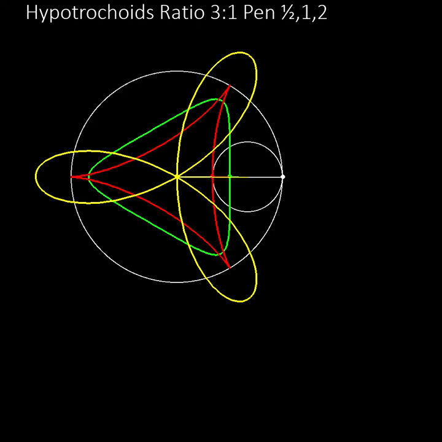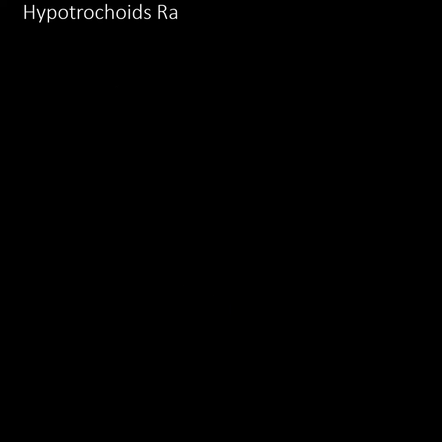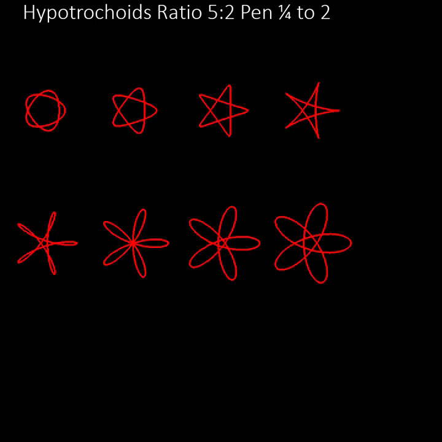To see how the pen position affects the shape of the curve, let's look at the hypotrochoids with ratio 5:2 and pen positions from 1/4 in the top left to 2 in the bottom right. Notice how all the patterns here have the same 5-fold symmetry, but the shape of the curve can be very different depending on where we place the pen on the moving wheel. Here is a more complicated example.